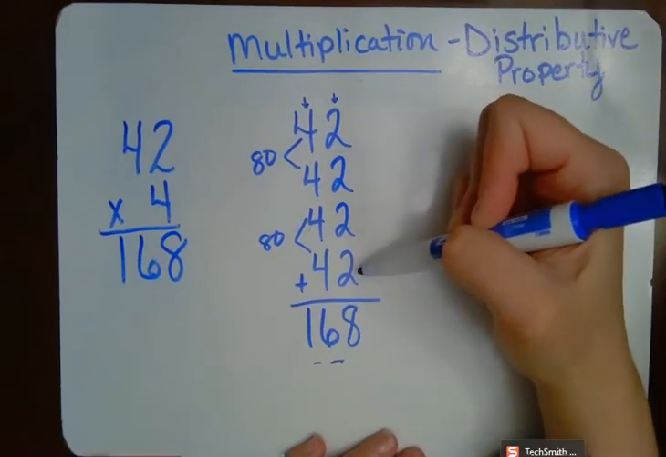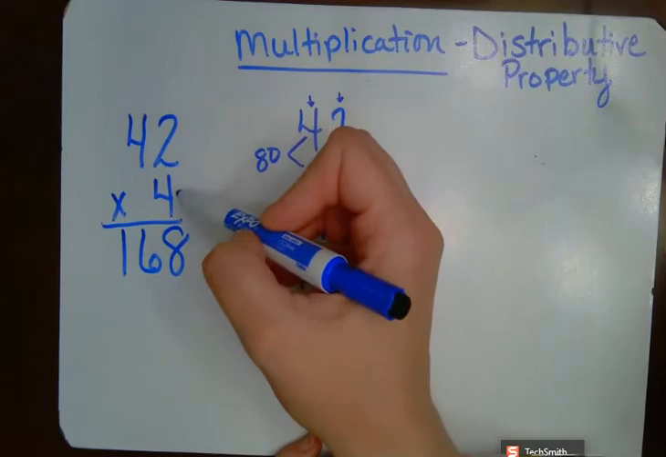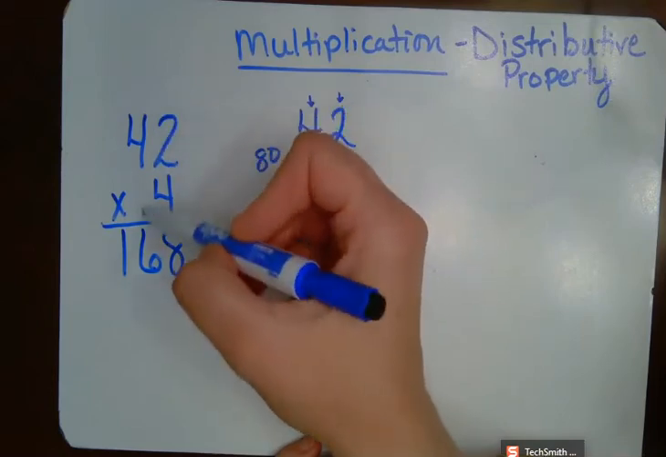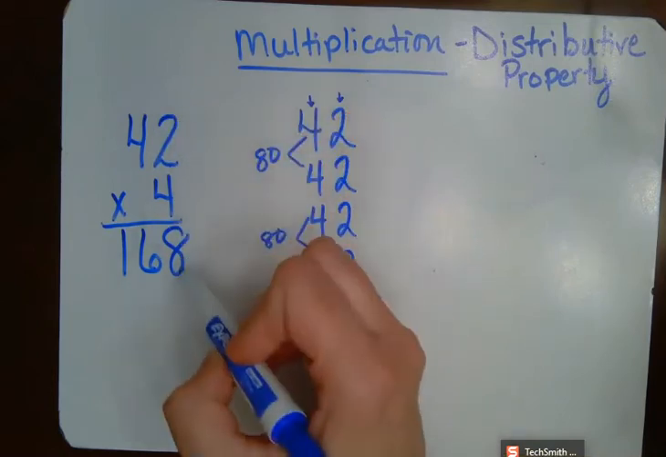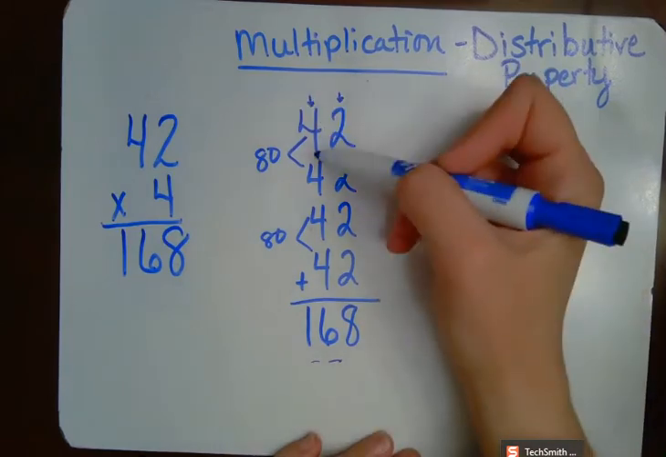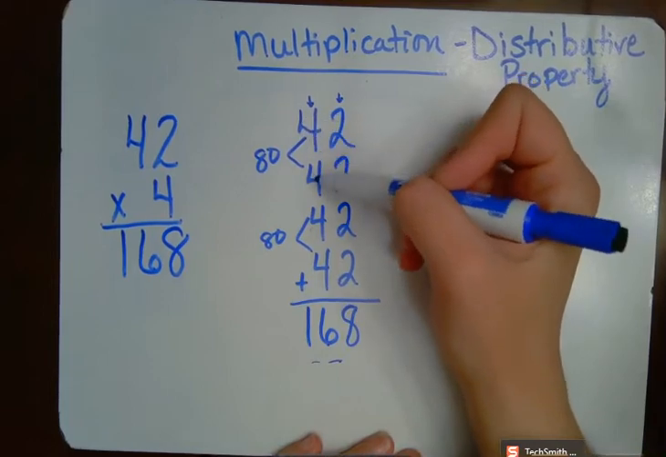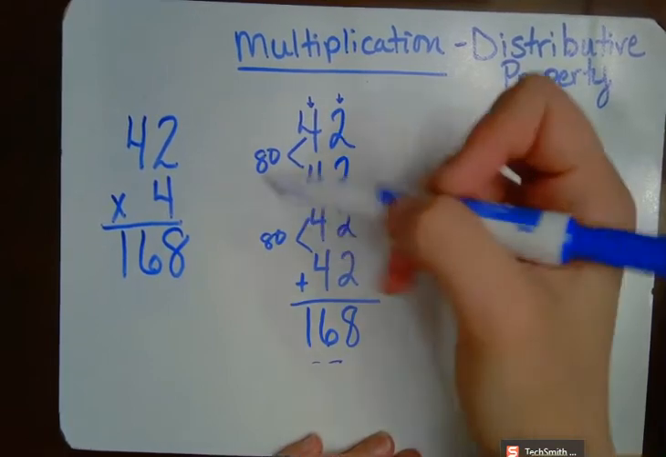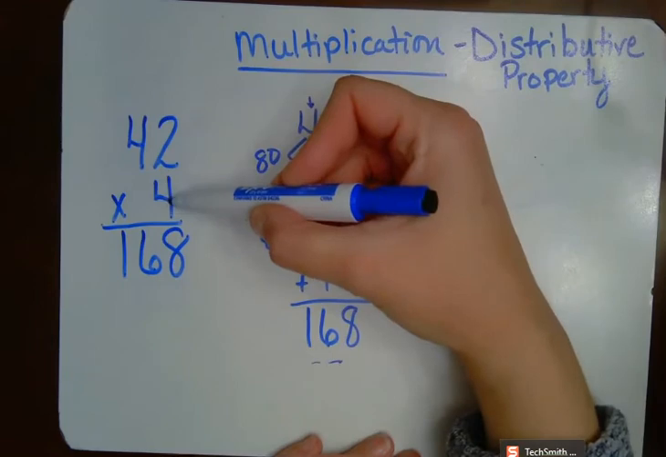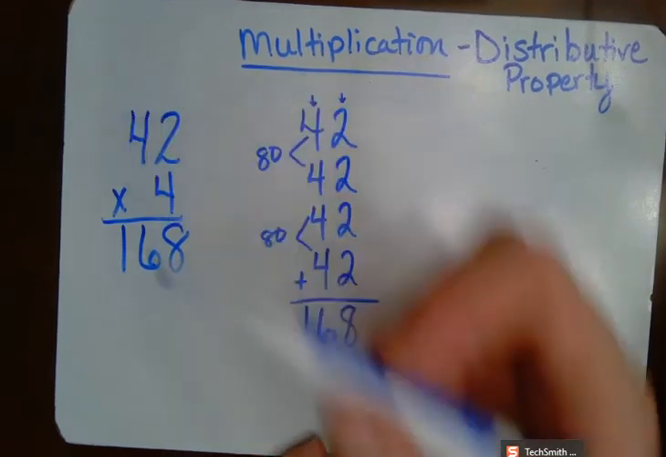Just like we started by adding the repeated twos, we did the same thing over here with the ones place, with 4 times 2 to give us 8, just like it did here. And then when we went to the tens column, we repeated that addition of 40 plus 40 plus 40 plus 40, but instead we multiplied 4 times this 4, which was equal to 40.